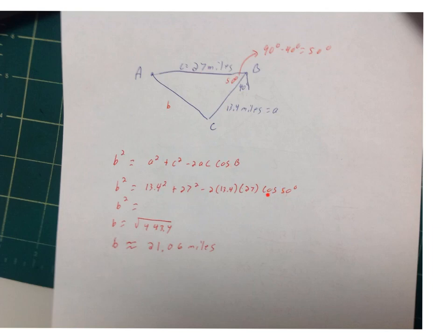So I put those numbers in. I put that in a calculator. I get 443.4 there. Didn't write it down. I need to take the square root of it, and I get 21.06 miles. Hope that helps.